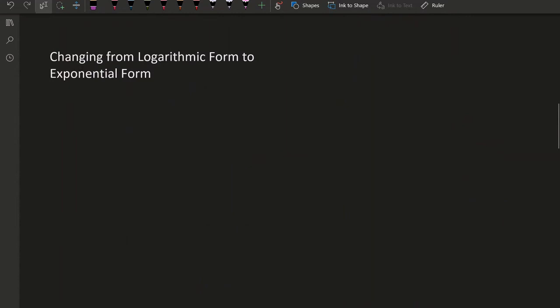Okay, so changing from logarithmic form to exponential form, this is pretty straightforward. So if we get a problem that's like log base 2 of 32 is equal to 5, and I ask you to change it into exponential form, well, you just use that little hook rule. Just like that, and that would change into 2 to the 5th power is equal to 32. Oops, not 3 to the 2nd, 32.